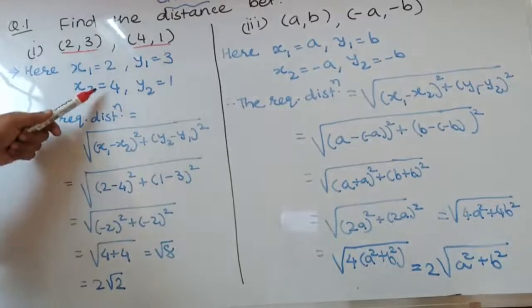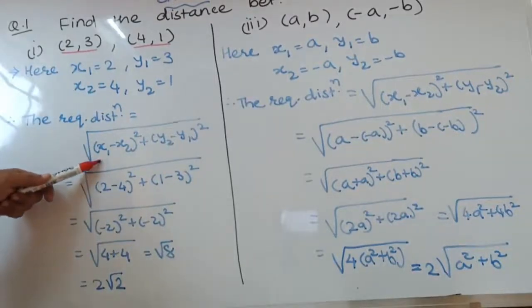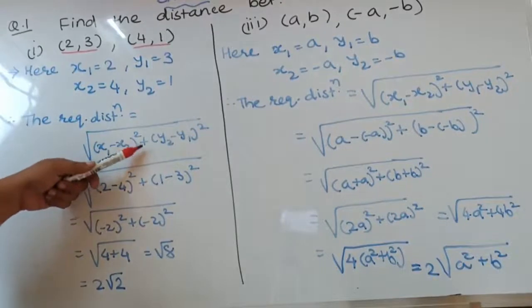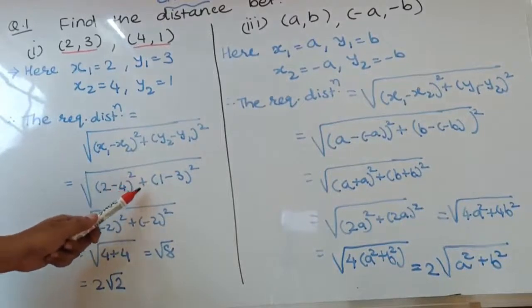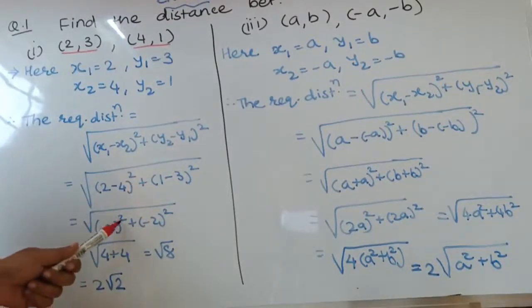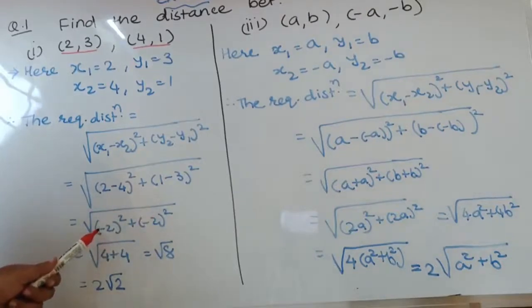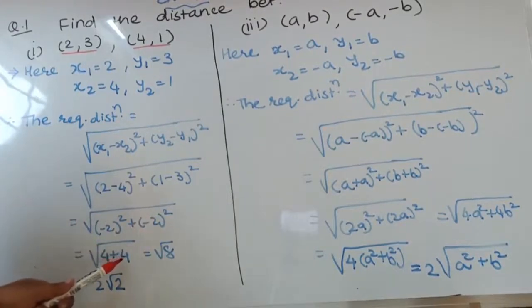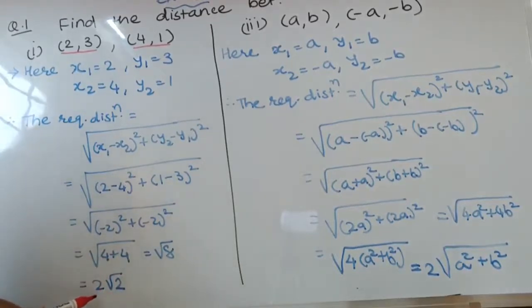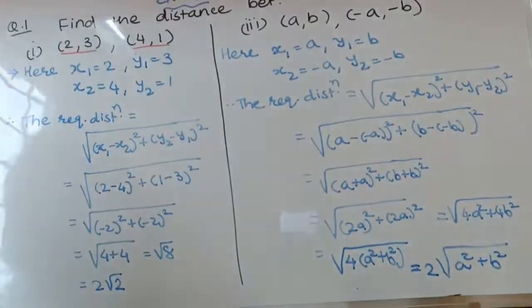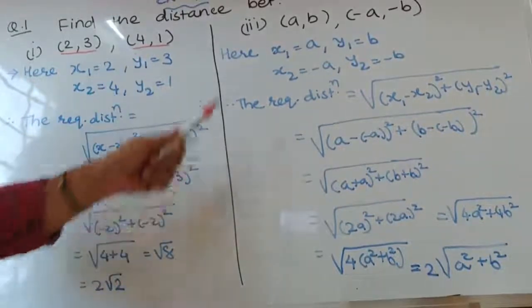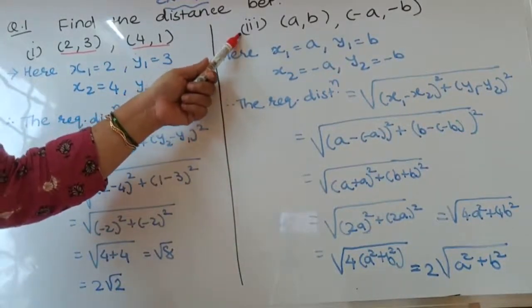After this I apply the distance formula: (x1 minus x2) whole square plus (y1 minus y2) whole square. Now I substitute the values: (2 minus 4) whole square plus (1 minus 3) whole square. As it is a square, the negative number converts into positive. So minus 2 square means 4, minus 2 square means 4. So 4 plus 4 is 8, and root 8 means 2 root 2. Okay, so this is the distance between these two points. Now the second one is easy, so you can do it on your own by the same procedure. Now I will show you the third one.